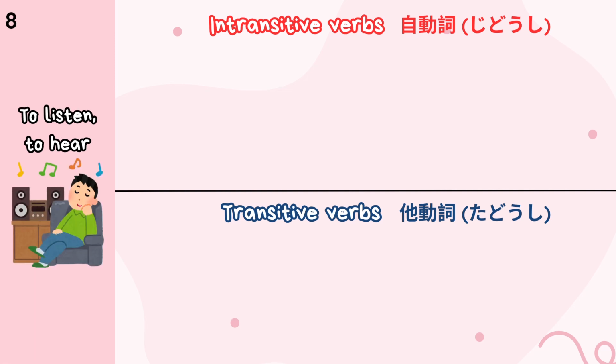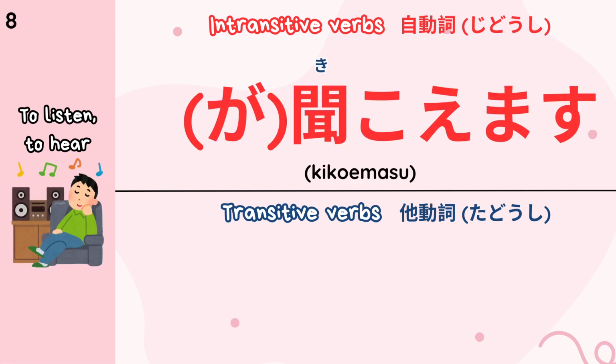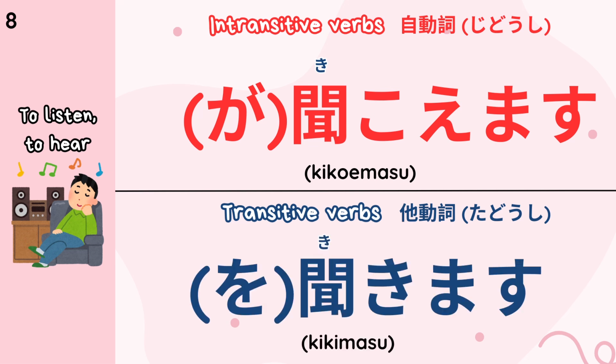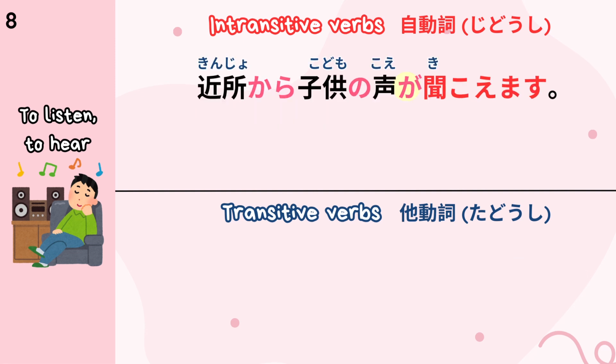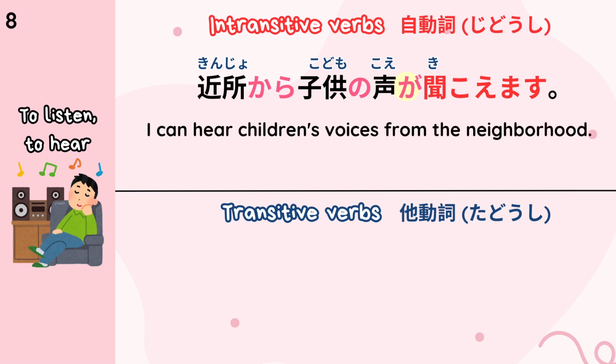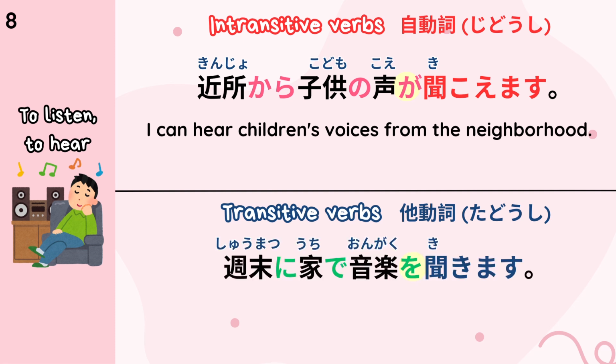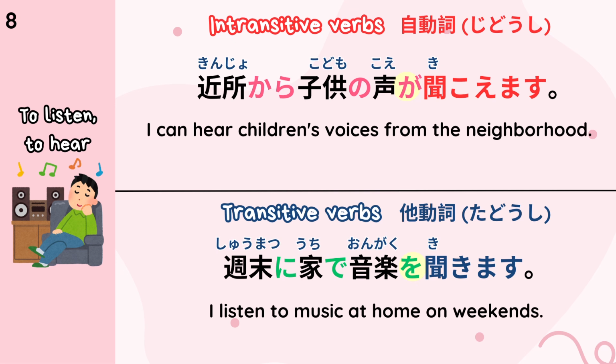To listen, to hear, が聞こえます。聞こえます。を聞きます。聞きます。近所から子供の声が聞こえます。I could hear children's voices from the neighborhood. 週末にうちで音楽を聴きます。I listen to music at home on weekends.